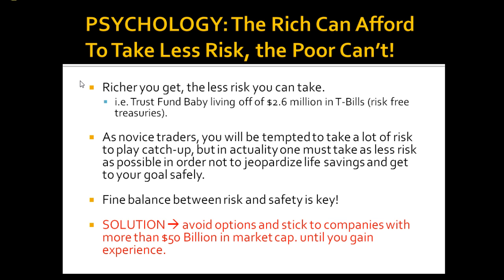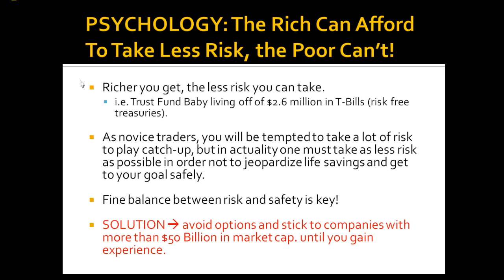Lastly, I want to tell you that the rich can afford to take less risk. The poor can't. I'm sure you already know that. So the richer you get, the less risk you can take. Think about a trust fund baby living off of 2.6 million in T-bills, which is risk-free treasuries.